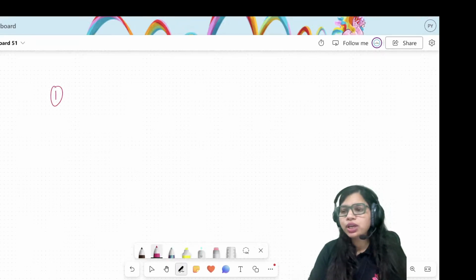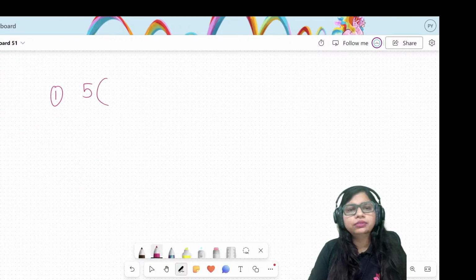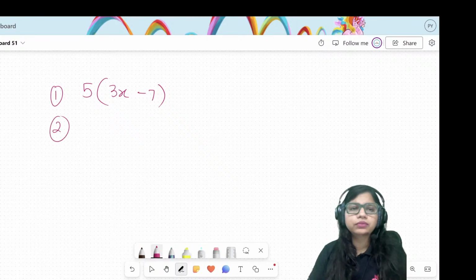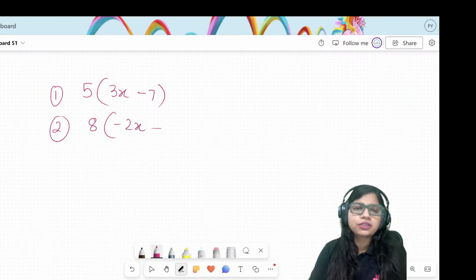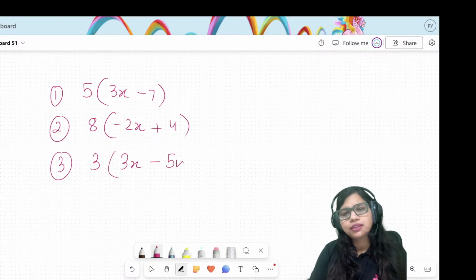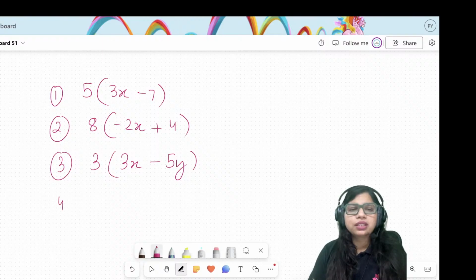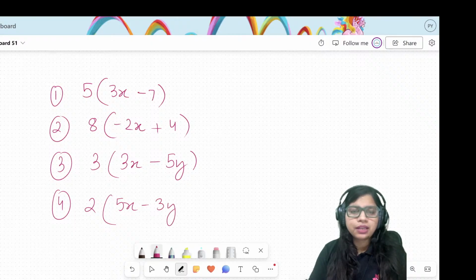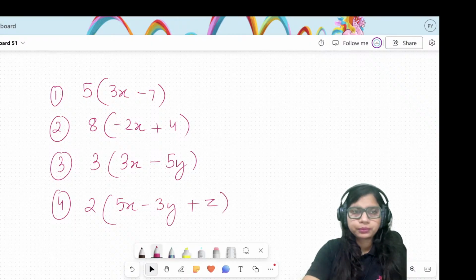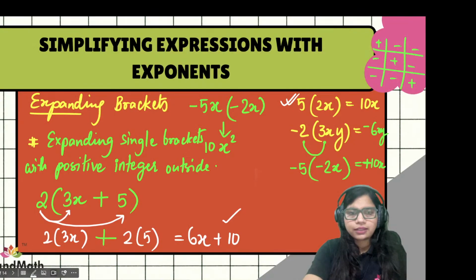So we'll have 4 implementation questions on expanding brackets. You're going to be quickly doing them in your notebook and sharing with me. The first is 5(3x minus 7). The second question, and step by step please: 8(minus 2x plus 4). Third question is 3(3x minus 5y). Fourth question is 2(5x minus 3y plus z). These are the 4 questions.